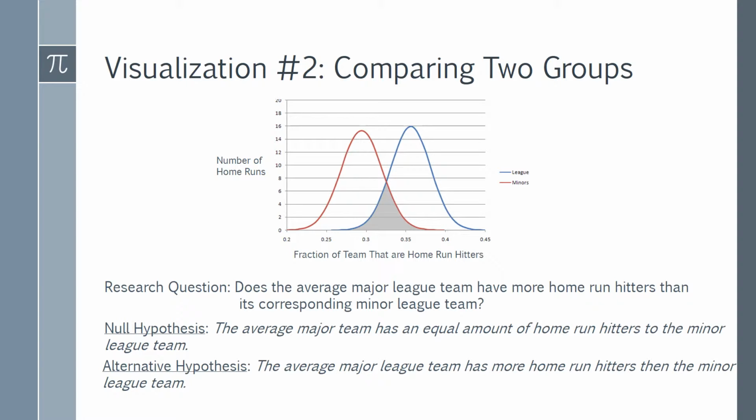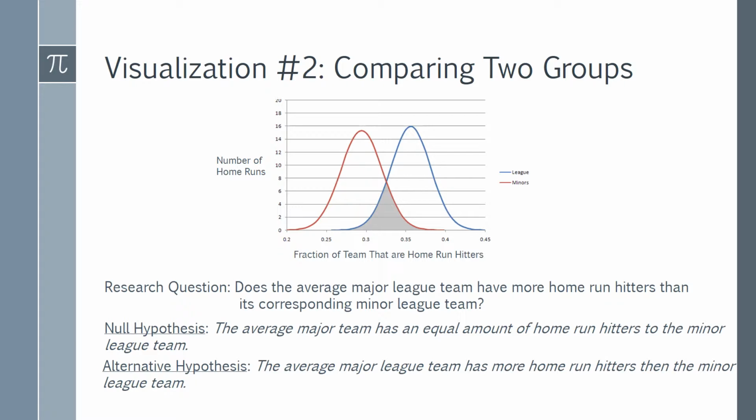Now in the blue, it shows the means at the highest, and on the hypothesis, we will reject the null. The two curves show that the blue is higher. And the question asks for the comparison: does the average major league team have more home run hitters than its corresponding minor league team?